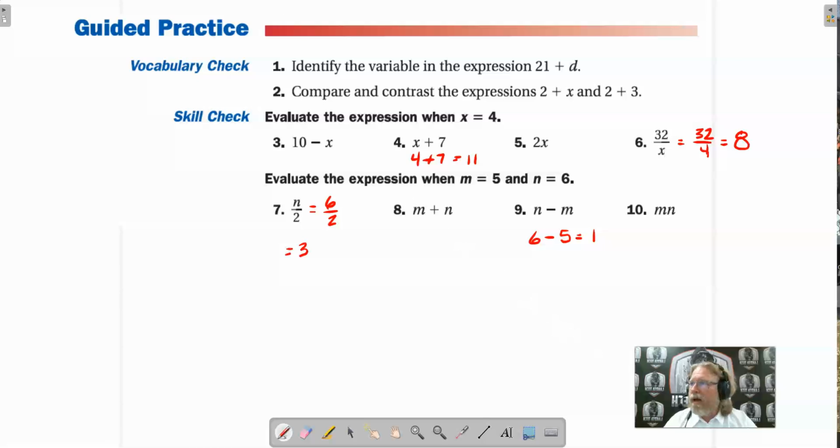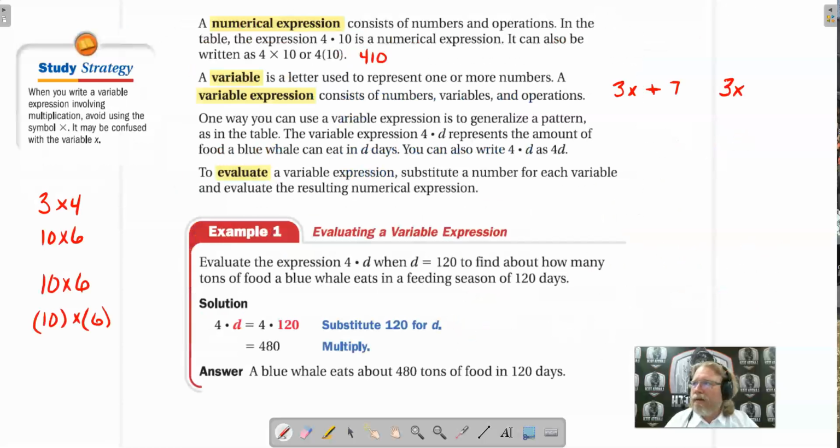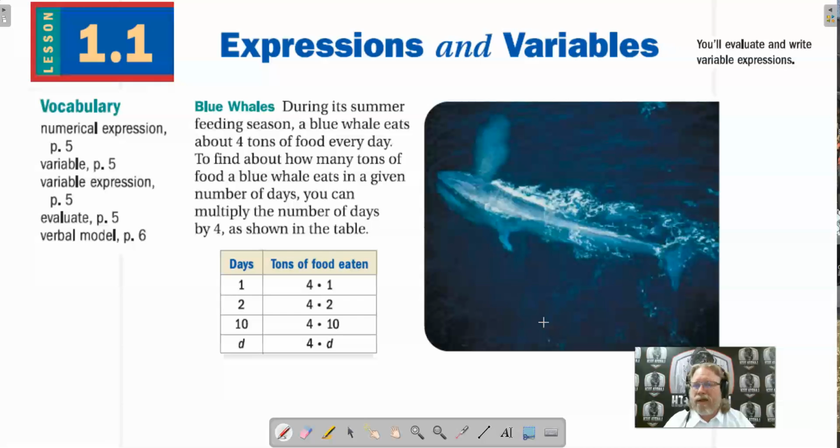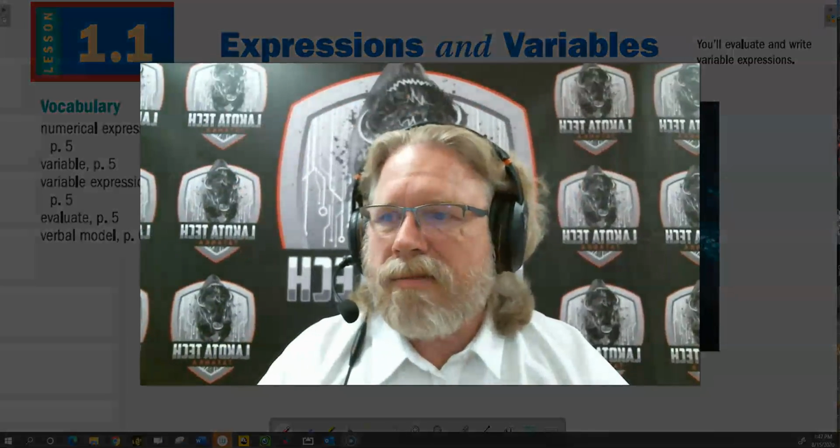So there you have it. That is the total presentation for, let's go back. There we go. That's my presentation for Chapter 1, Lesson 1. It was titled Expressions and Variables, and we learned how to evaluate and write variable expressions.